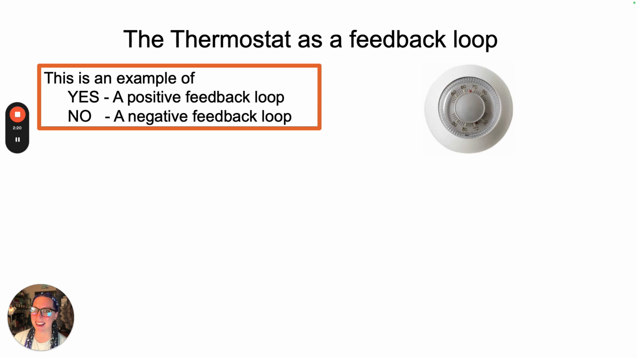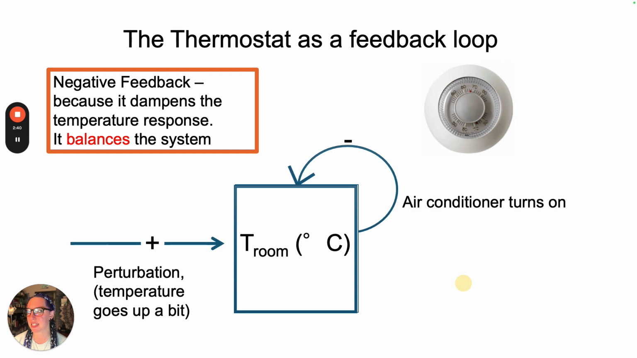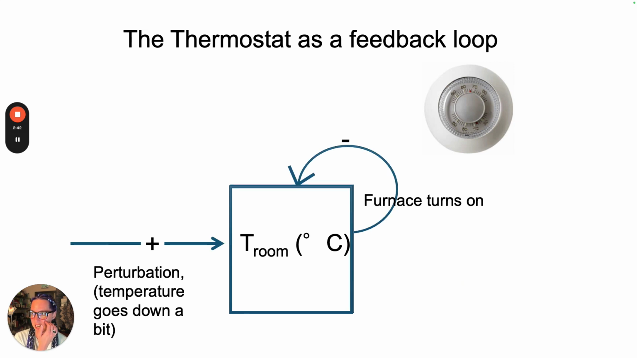If you said a negative feedback loop, you would be super correct, right? So this is a dampening response. The room heats up beyond what the thermostat is saying is okay. And then the thermostat is like, hello. And so the air conditioner turns on and cools down the room. So it's a balancing act, right? It balances that system very nicely.